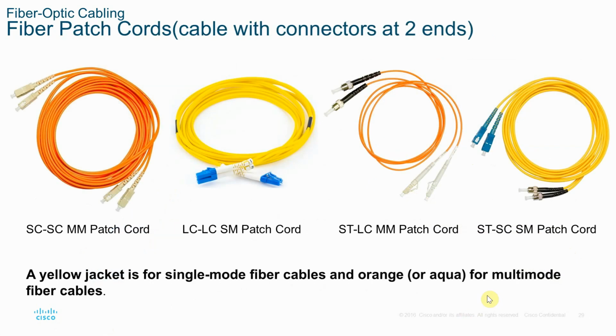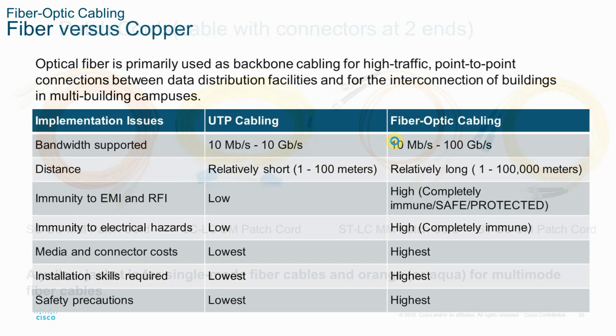And single mode fiber has yellow color cables, while orange means multi-mode fiber. Single mode means a laser beam going faster in only one direction. Light will go in one direction, one path, a single path. Multi-mode means we use LEDs, so light is transmitted in multiple directions.